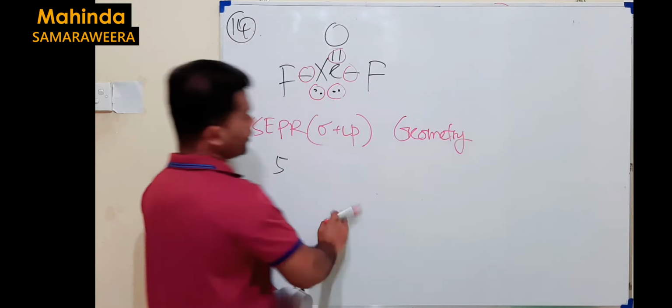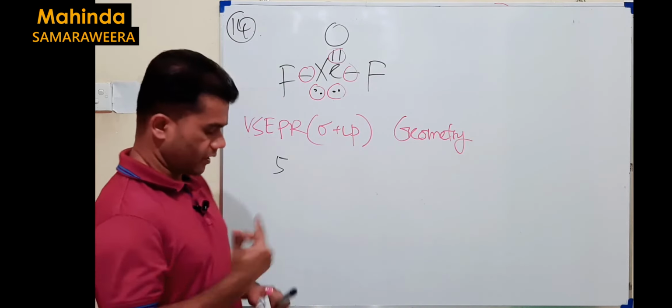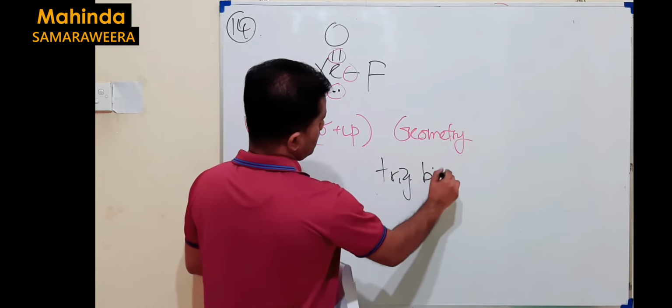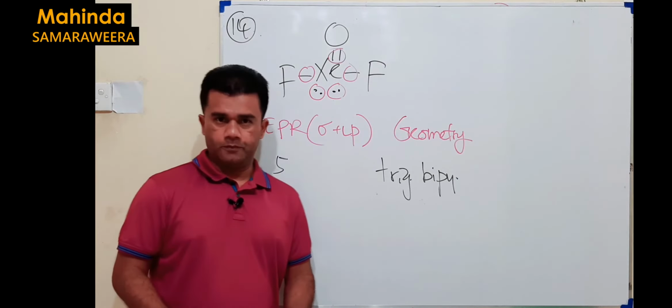Geometry according to VSEPR: if it is 2, linear; 3, trigonal planar; 4, tetrahedral; 5, trigonal bipyramid. That's the geometry of this molecule.